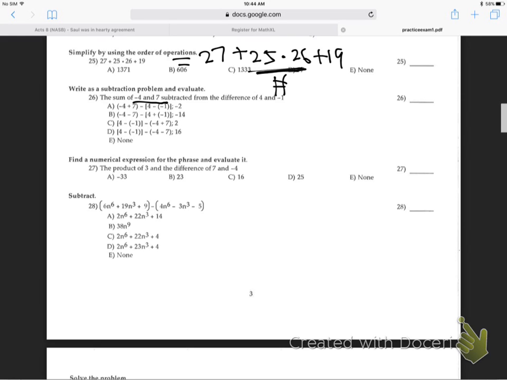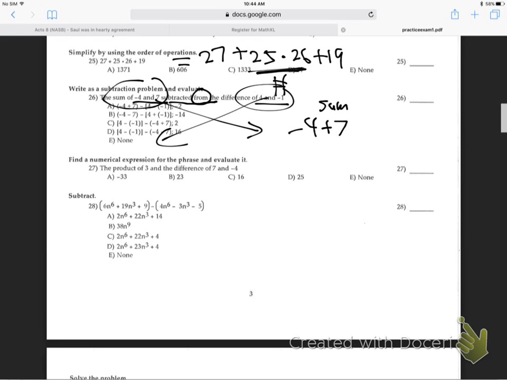The sum of these subtracted from the difference. Oh, that can be hard. Okay, so the sum, -4 and 7. There's the sum, right? Sum means adding. Then "subtracted from." Remember those words? From. What does that mean? It's an English thing more than a math thing. Switch the order. That means these guys go at the back, these guys go in the front. That's what subtracted from means. Swap the order.